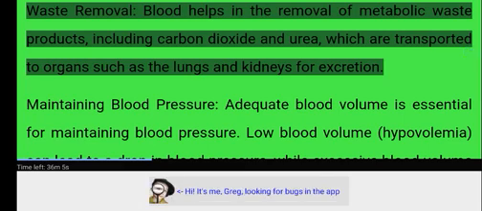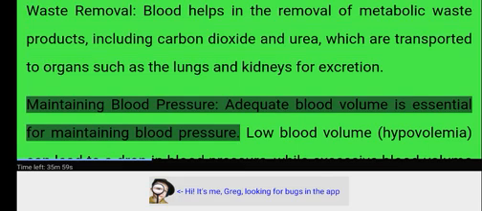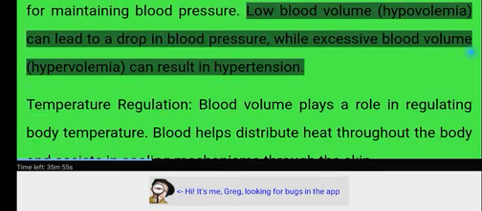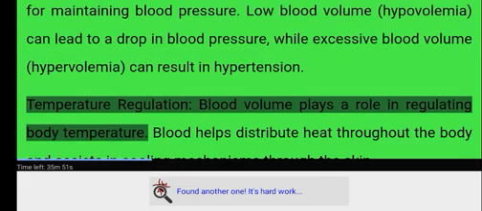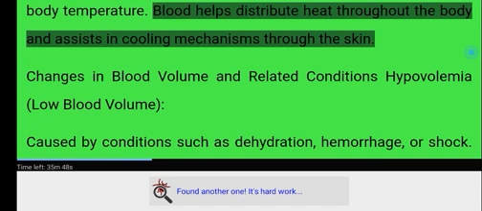Waste removal. Blood helps in the removal of metabolic waste products, including carbon dioxide and urea, which are transported to organs such as the lungs and kidneys for excretion. Maintaining blood pressure. Adequate blood volume is essential for maintaining blood pressure. Low blood volume, hypovolemia, can lead to a drop in blood pressure, while excessive blood volume, hypervolemia, can result in hypertension. Temperature regulation. Blood volume plays a role in regulating body temperature. Blood helps distribute heat throughout the body and assists in cooling mechanisms through the skin.